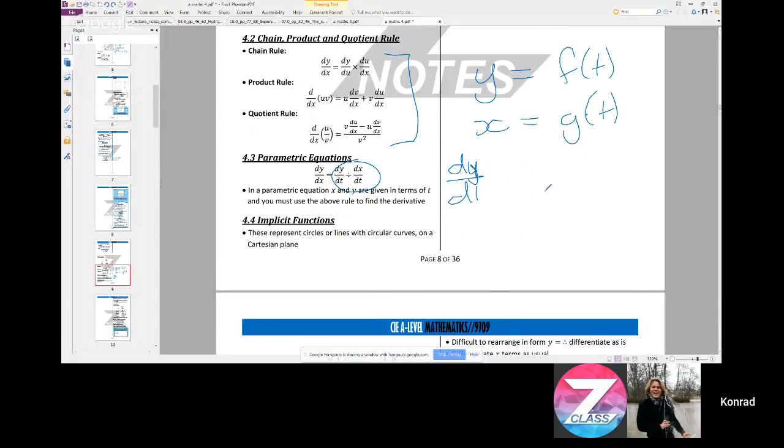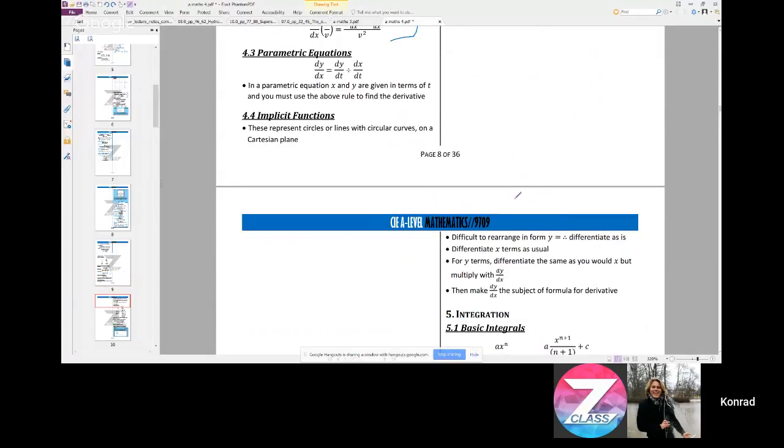Implicit differentiation, a lot less so. We talked a fair bit about it last time, and we're probably going to talk about it again. So the first thing to remember, implicit functions. These represent circles or lines with circular curves on a Cartesian plane. Okay, so yes, kind of, right? This is true insofar as you need an implicit function to represent that sort of thing.